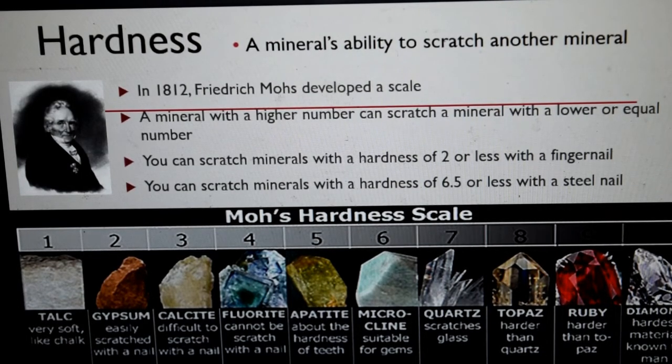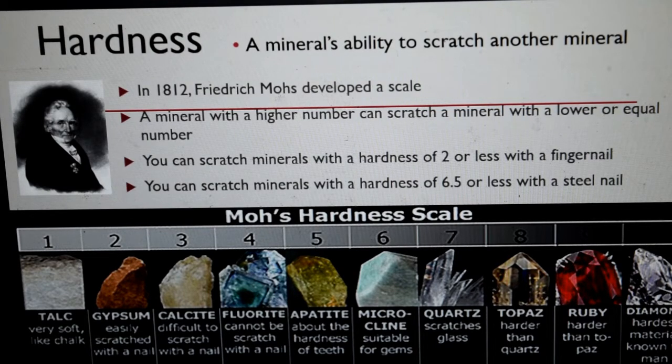Whereas you get to a diamond and it's the hardest known material to man. The only thing that can scratch pretty much a diamond is another diamond. So you notice also that these minerals tend to be sometimes very precious gems as well, and so these things are sought after. So hardness, write this down, is a mineral's ability to scratch another mineral.